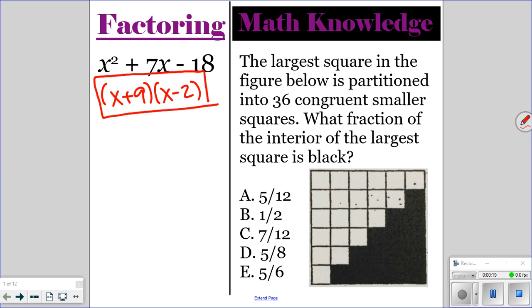For the math knowledge question, we have 36 smaller squares, and we want to know how much of it is black. Well, we have 1, 2, 3, 4, 5, 6, 7, 8, 9, 10, 11, 12, 13, 14, 15 of them are black. So 15 out of 36, which does reduce, they both divide by 3, so that would be 5 over 12. So that would be your answer.